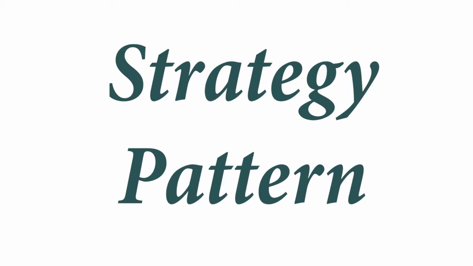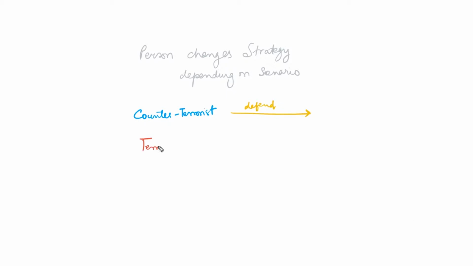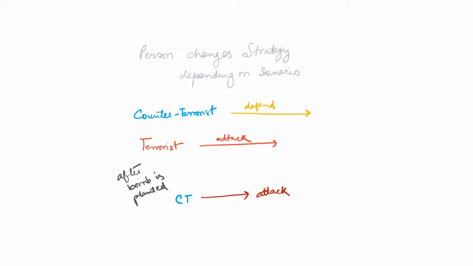Strategy pattern, also called policy pattern, is where the client changes the strategy at runtime depending on the current situation. Like in the Counter-Strike game, a counter-terrorist, or CT, will try to defend and prevent terrorists from planting the bomb, and the terrorist will always try to attack. But once the bomb is planted, the CT will try to attack and defuse the bomb, whereas the terrorist will adopt a different strategy and prevent the CT from defusing the bomb.